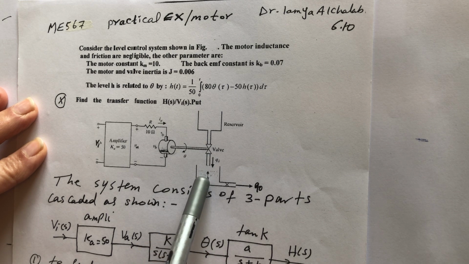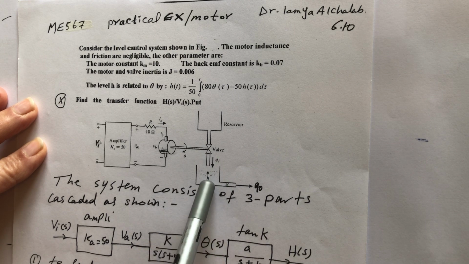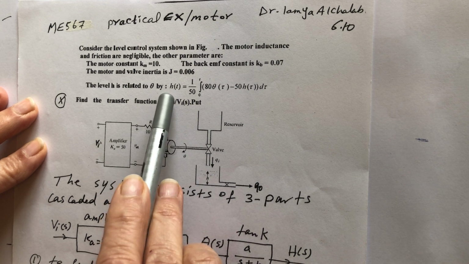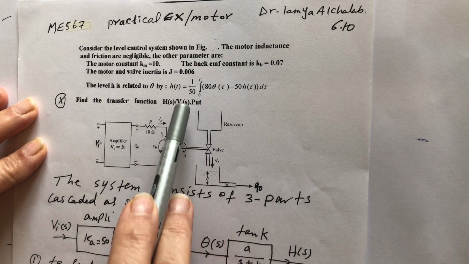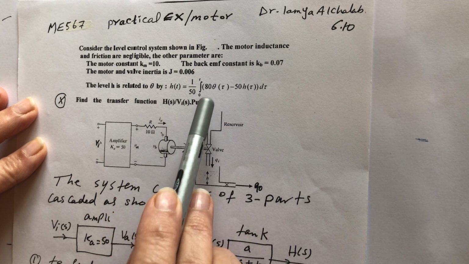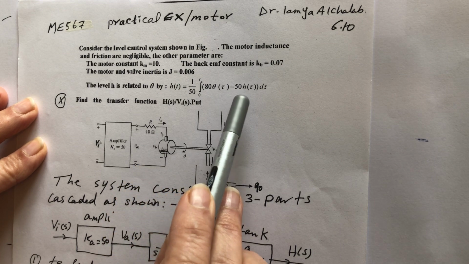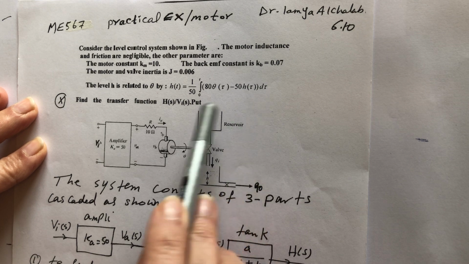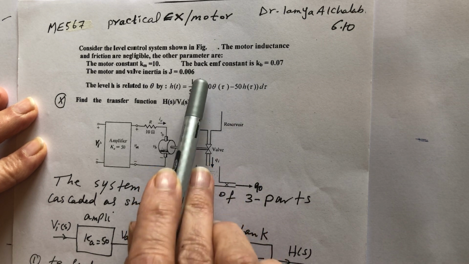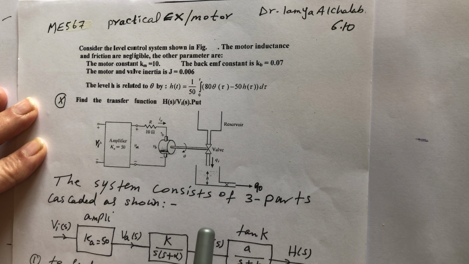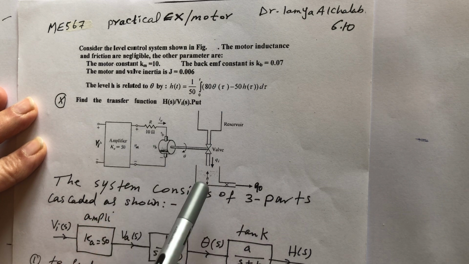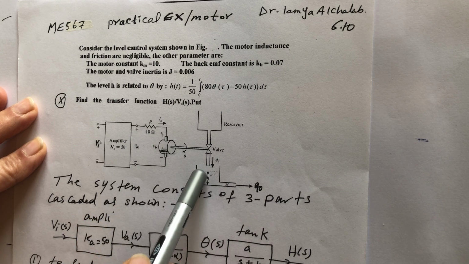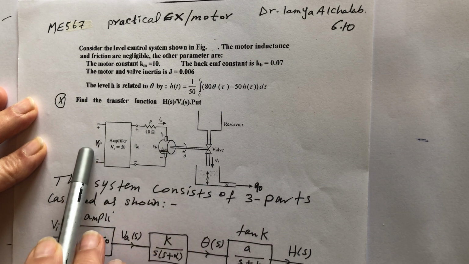So I need an equation so that I can get the transfer function of the tank. The equation is h of t in time domain equals 1 over 50, the integral from 0 to t, of 80 theta of tau minus 50 h of tau, d tau. You know they use tau if you have a specific limit, not infinity. So we need to find the transfer function H of s over Vin of s.